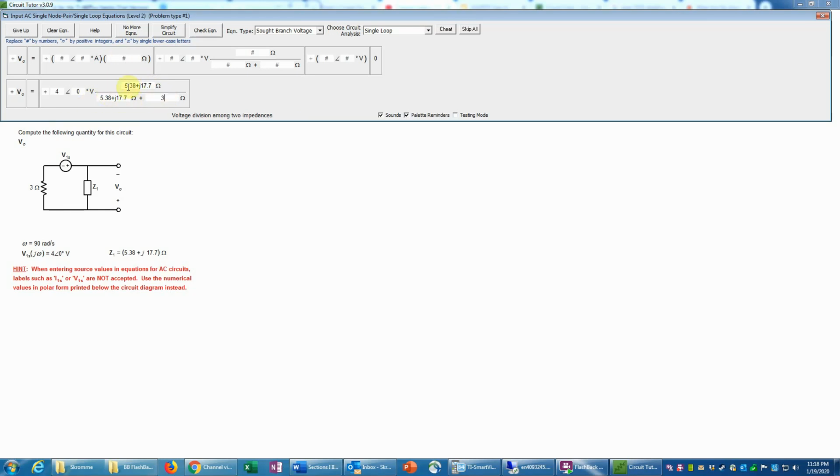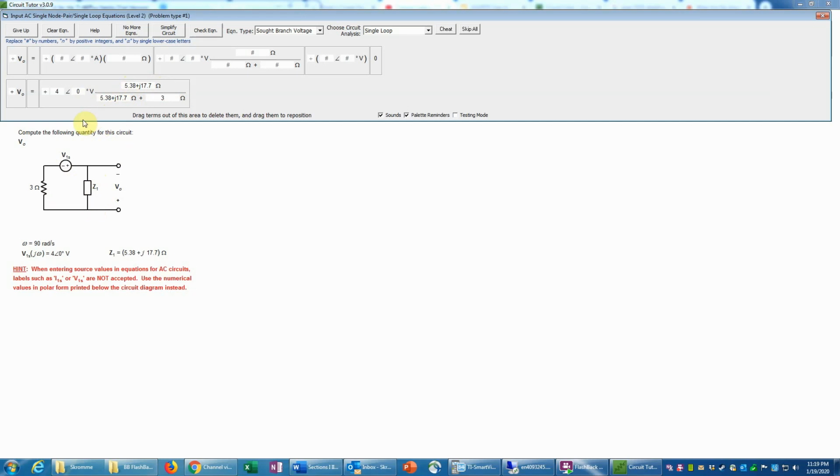Now, remember that I use the impedance of interest because the voltage source divided by the sum of all the impedances in the loop will give us the current in that loop. And multiplying the current times the impedance of interest will give the voltage across that impedance of interest, the Z1 impedance. Therefore, that's what makes sense.